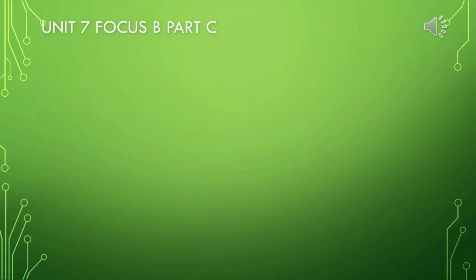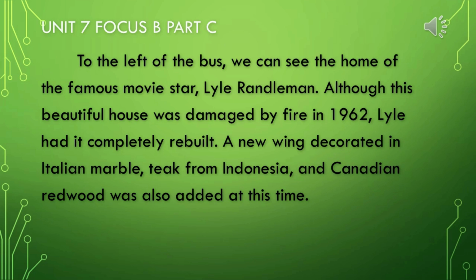Unit 7, Focus B, Part C. Read the paragraph and underline the transition word. Then divide the paragraph into thought groups and mark the pauses. If you're my student, you may check your Google Classroom for the file.